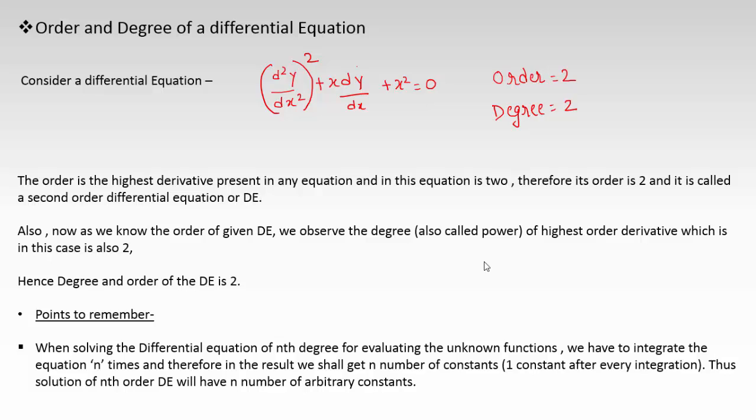Now we have some points to remember when solving the differential equation of nth order. For evaluating the unknown functions, we have to integrate the equation n times, and therefore in the result we shall get n number of constants. Then we just combine all the constants and give it a simple c or c1 or whatever notation you want to give. So now let's do an example to generate a differential equation from a given equation.